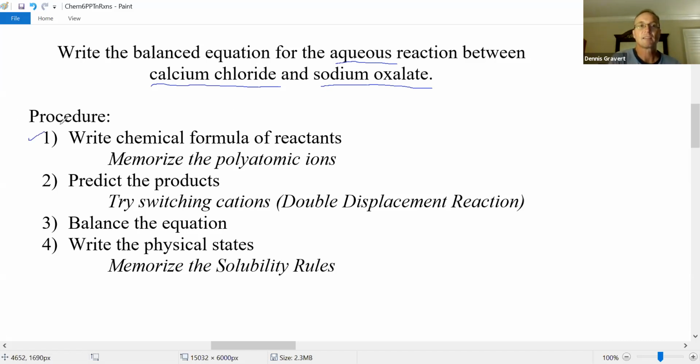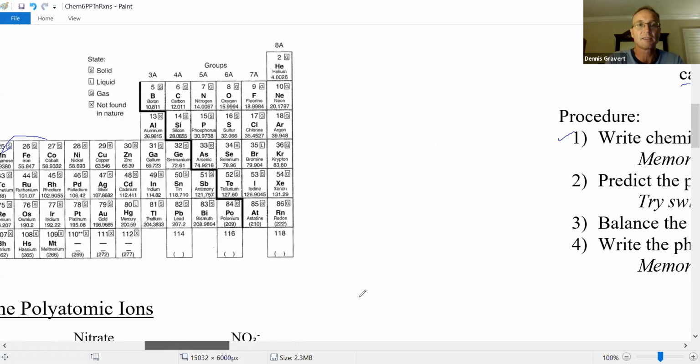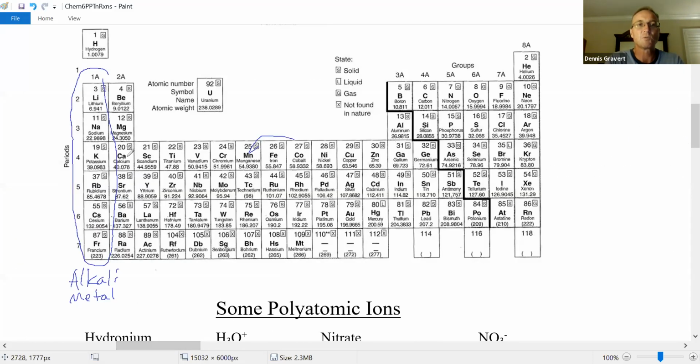Step one, convert these words to formulas. Write the chemical formula of reactants. To do that, you need the periodic table, which you get on exam, so you don't have to have that memorized. But oxalate's not on the periodic table, so you definitely have to know your polyatomic ions. Okay, well, let's do step one right now. Calcium chloride, so calcium, go find on the periodic table. It's over here on my left. Calcium's element number 20. It has chemical symbol Ca.